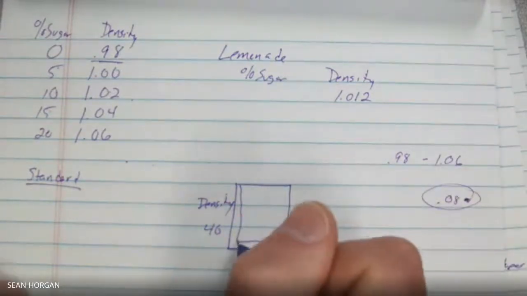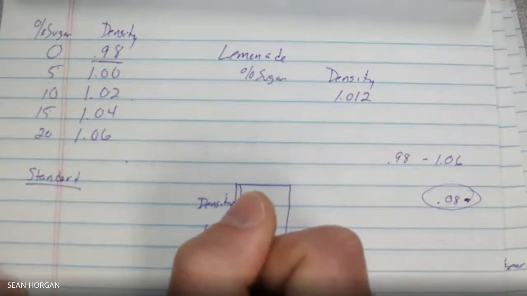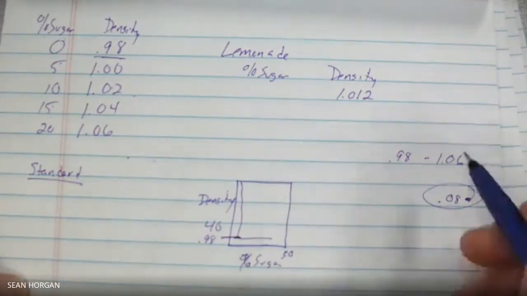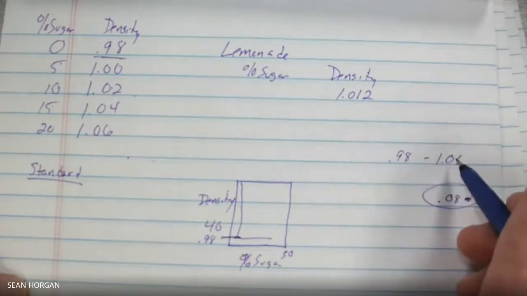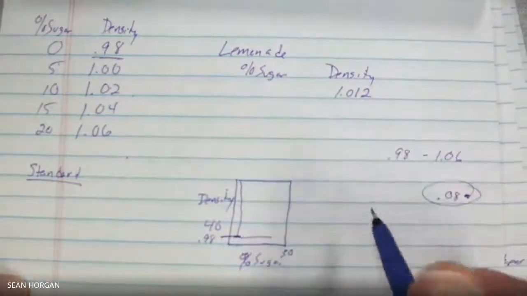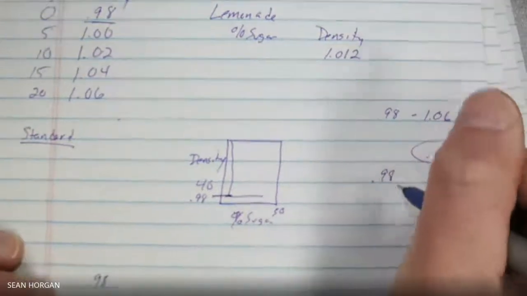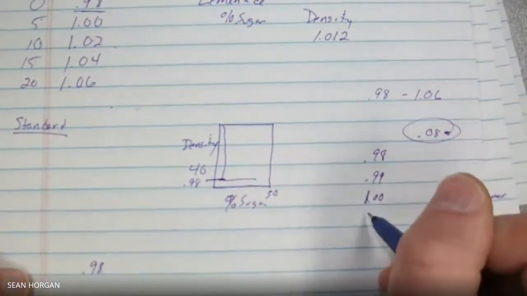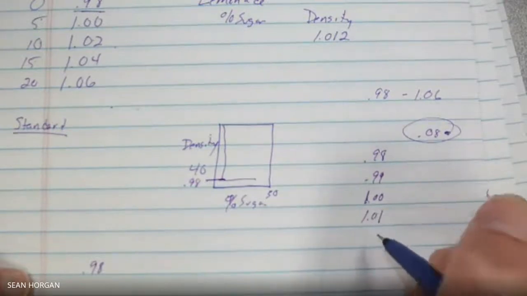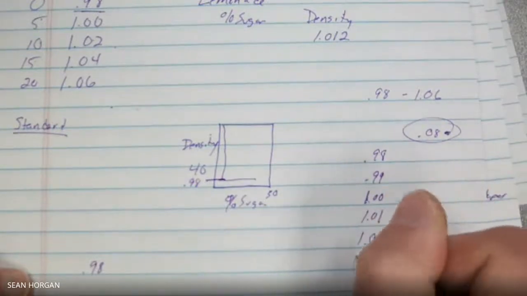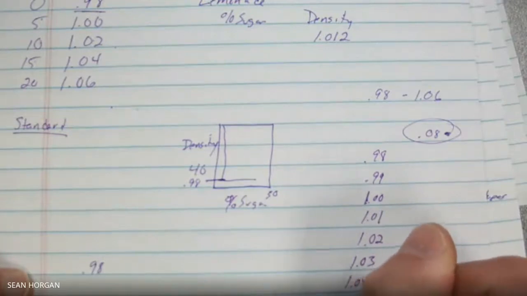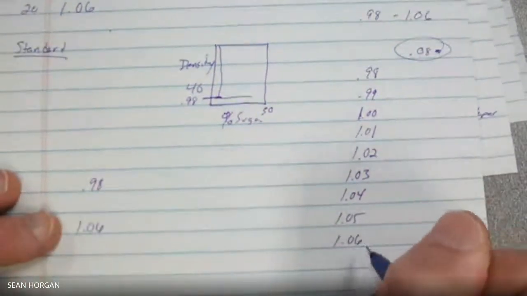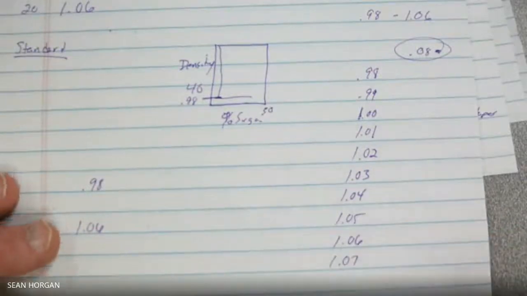And what I'm going to do is make my life as easy as I can. On the side, it'll be 0.98 as my starting point, and I have to go up, I think, 0.01 all up the side. If I do that, I go 0.98, 0.99, 1.00. Now this is a common mistake: 1.01, not 1.1. 1.02, 1.03, 1.04, 1.05, 1.06. And I'll probably go up one more just to make sure I'm covered.